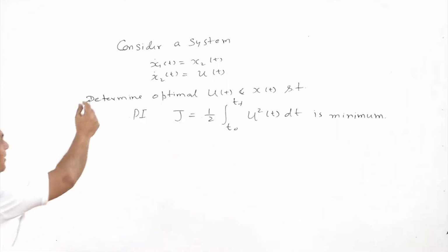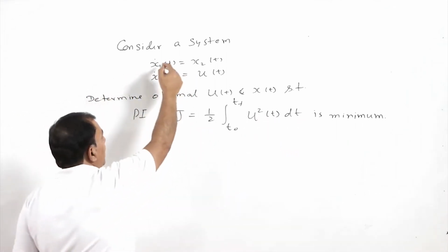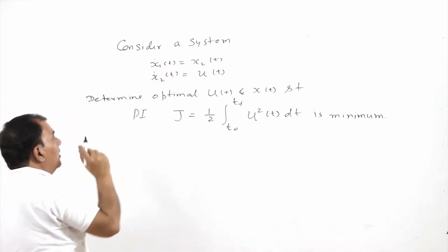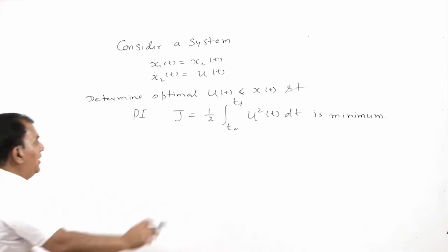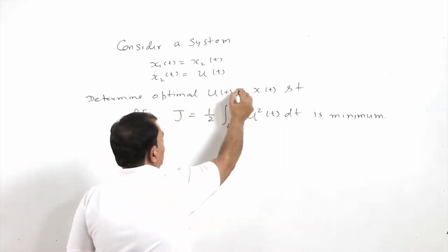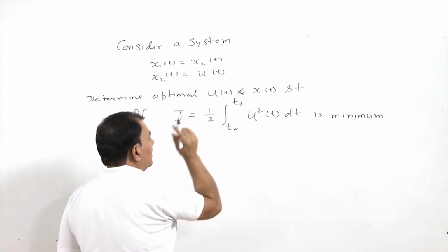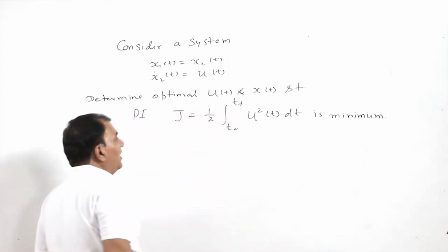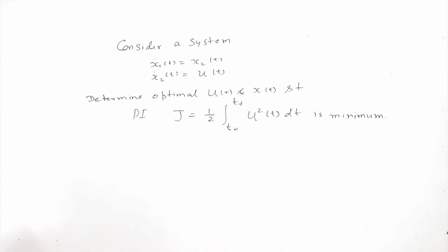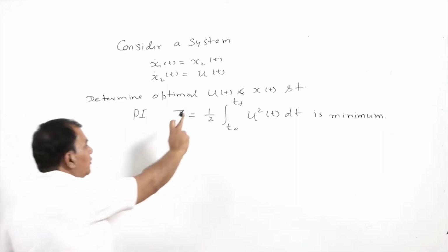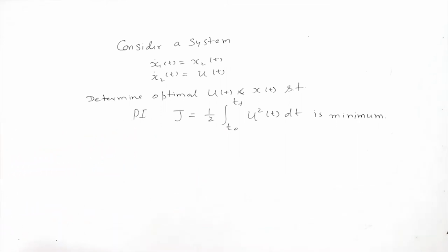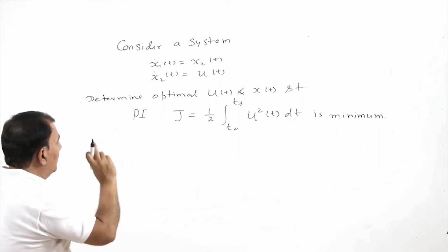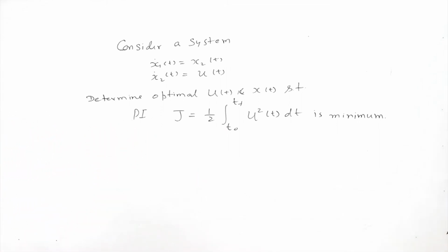So, in this simple problem we are considering a plant x1 dot equal to x2 and x2 dot equal to u. The objective is first to find an optimal u. With the optimal u, our state will also be optimal. So our objective is to find the optimal u and optimal x which will minimize the J. This problem we will solve using the Hamiltonian approach.